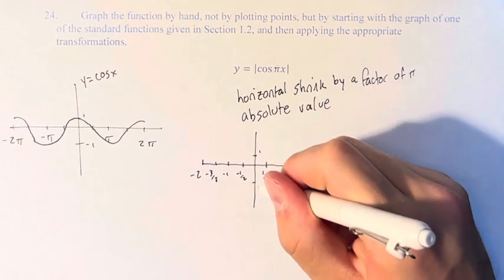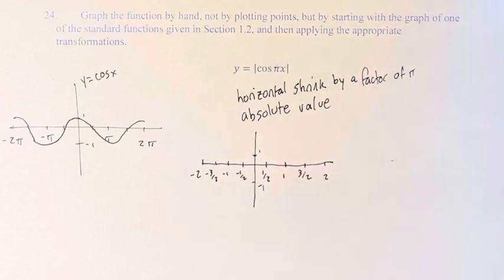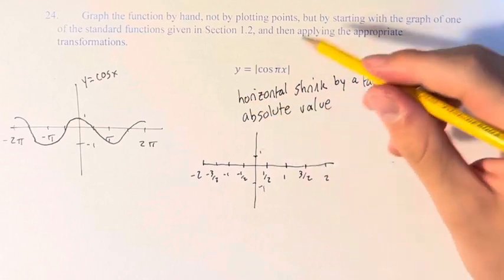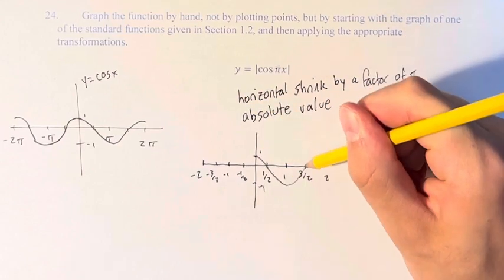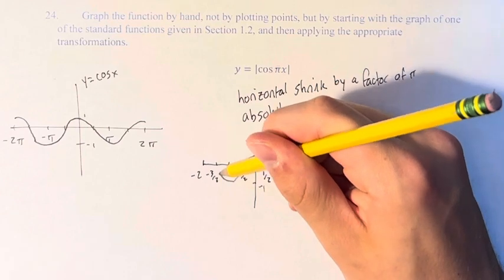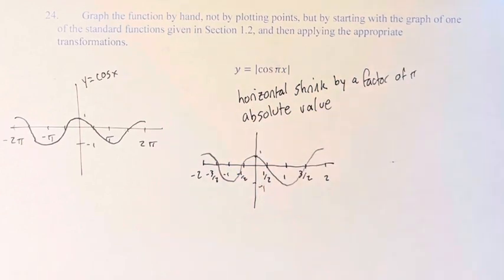This still stays at 1 and negative 1, and I'll draw the intermediate step in pencil, only doing the horizontal shrink, not worrying about the absolute value. And we can see, now that we've changed the axes, this looks the exact same. And now all we have to do is the absolute value of this function.